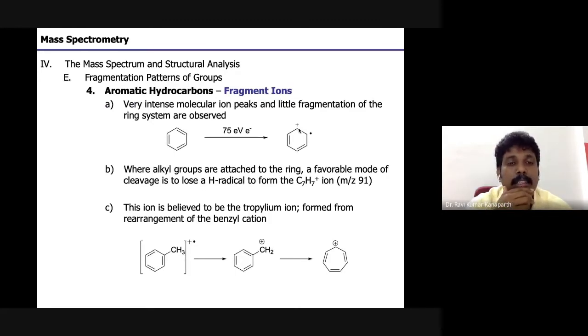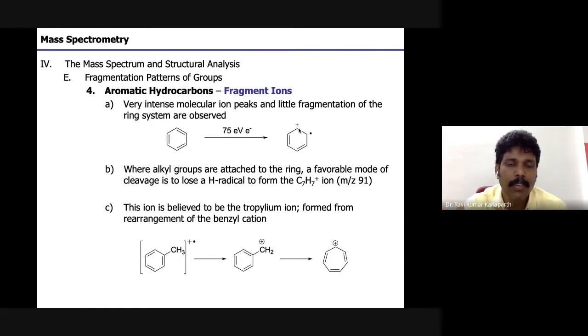Now, the next category of organic compounds is the aromatic hydrocarbons. And aromatic hydrocarbons we know very well, they are very stable. Therefore, invariably we see very intense molecular ion peaks when dealing with aromatic compounds. So there is no doubt at all.